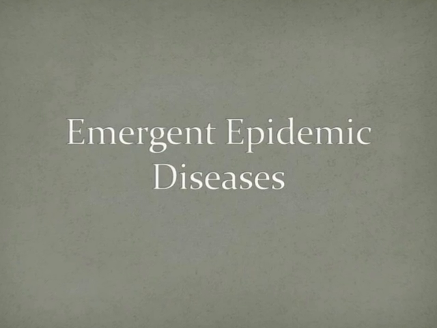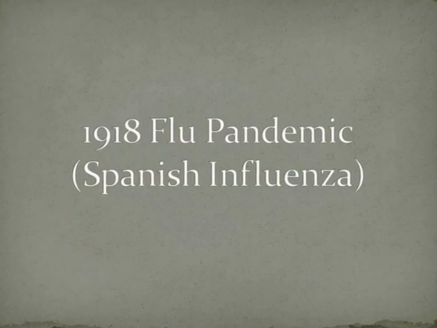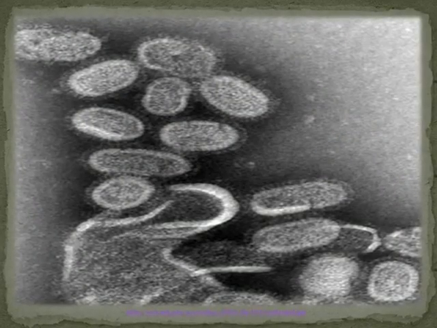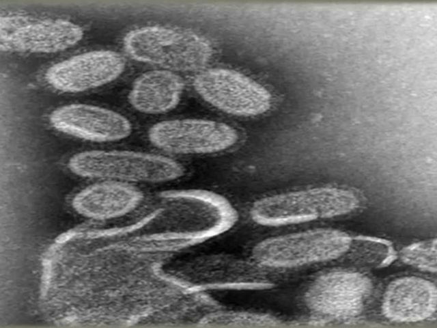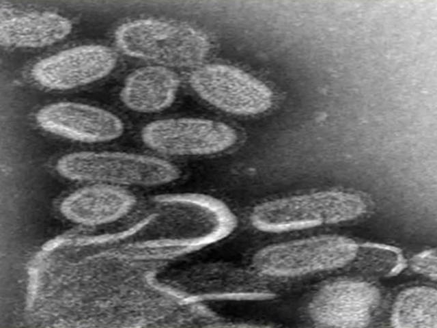Emergent epidemic diseases. 1918 flu pandemic, Spanish influenza. During the years of 1918 to 1919, an influenza pandemic killed more people than the Great War. The influenza killed an estimated 20 to 40 million people worldwide.